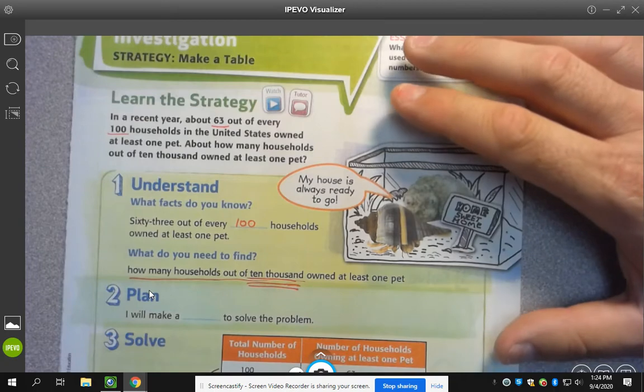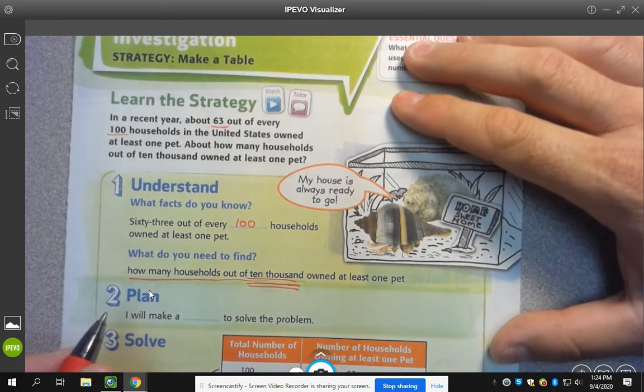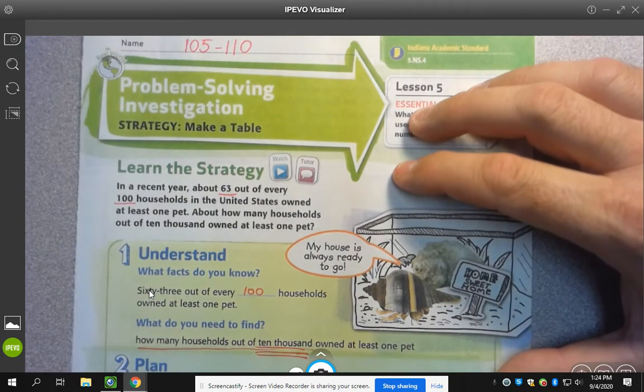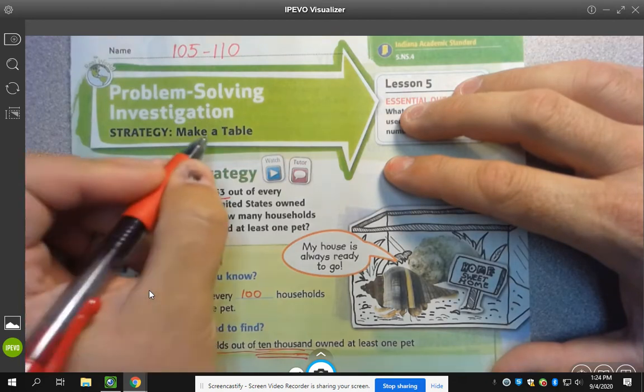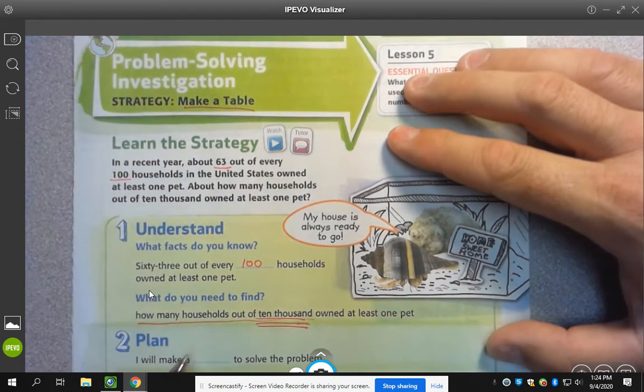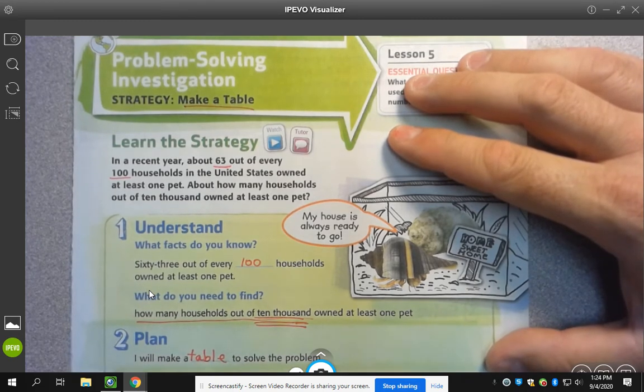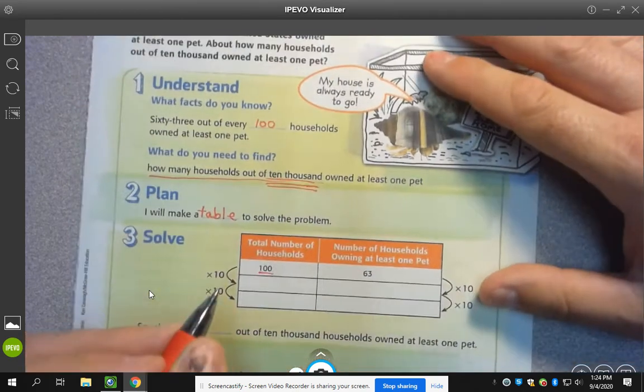Okay. So what do you think we're going to make, since the lesson is called this? A plan. We need a plan, yeah. We need to make a what, though? A table. So it says right here, make a table. So we're going to make a table to solve this problem. Now we start out with total number of households being 100.